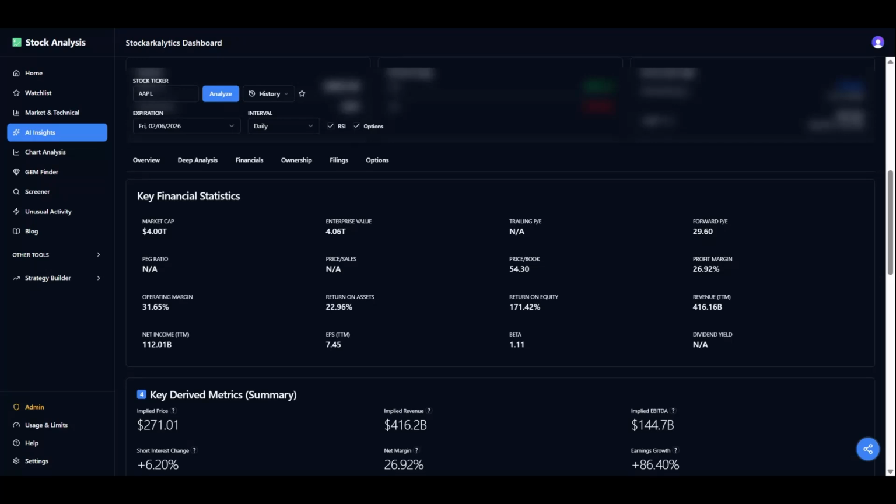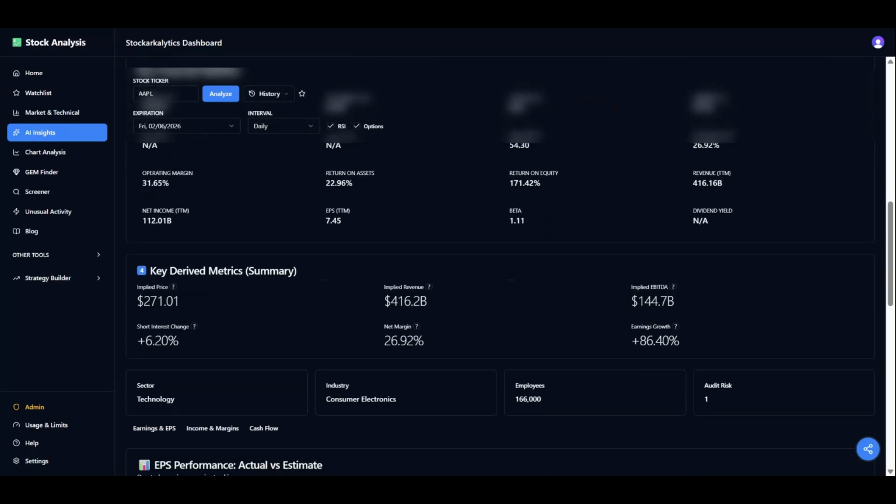I use this section to answer 2 quick questions. 1, is the company priced like a premium business or a cheap one? And 2, is it actually producing strong profitability, margins, returns, and earnings? If you see some values marked NA, that usually means that specific metric isn't available for the current data feed or time frame, but you still have enough here to get a solid fundamentals read.